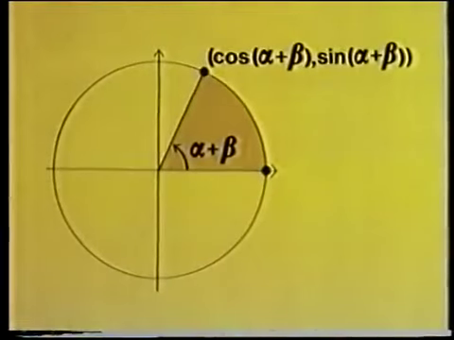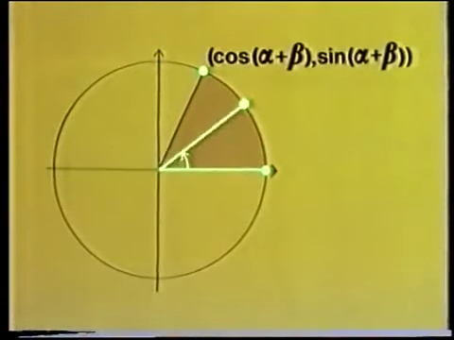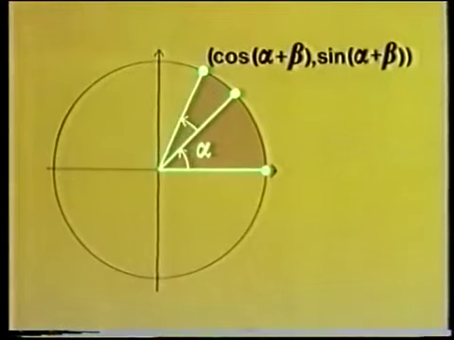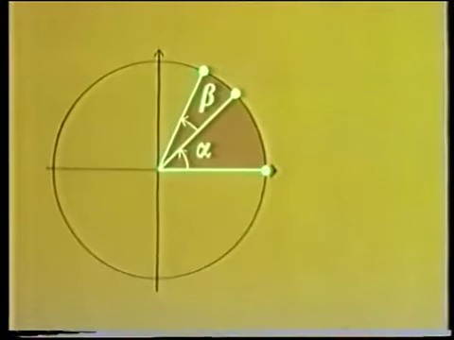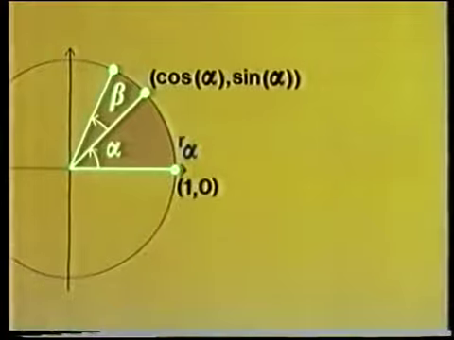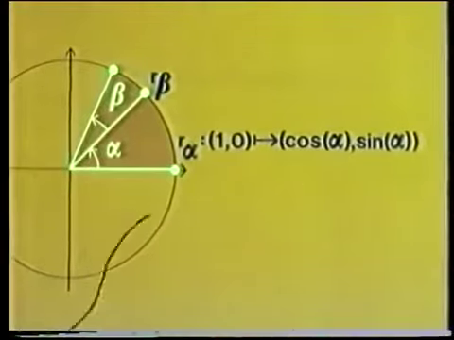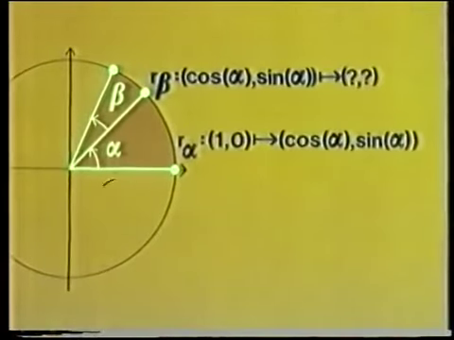We're looking for the coordinates of this point. We can get to this point by doing two rotations through angles alpha, then beta. This is an alternative way to get to the point. The rotation r alpha moves (1, 0), and the rotation r beta will move (cos alpha, sine alpha) to the point we want. So it's the result of this mapping that we want to find.